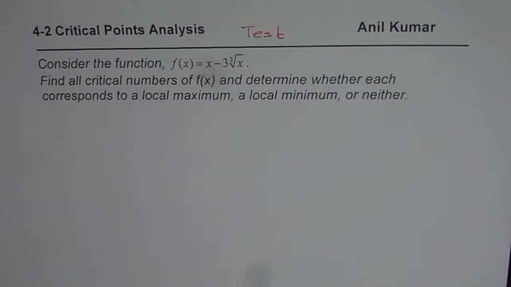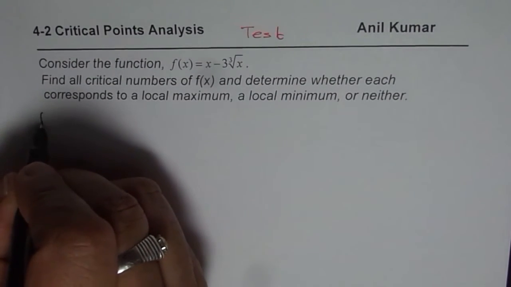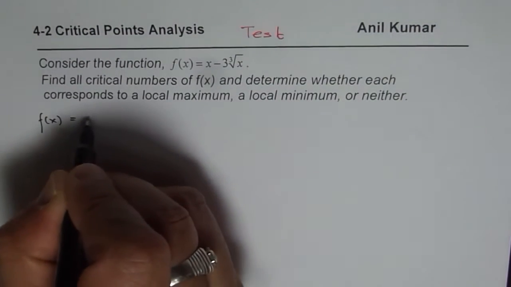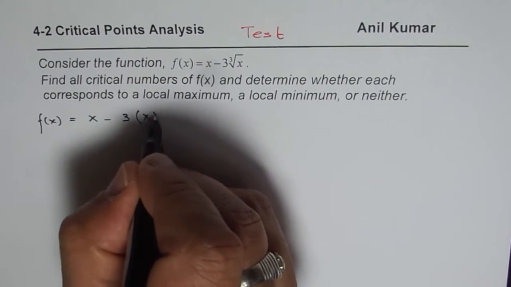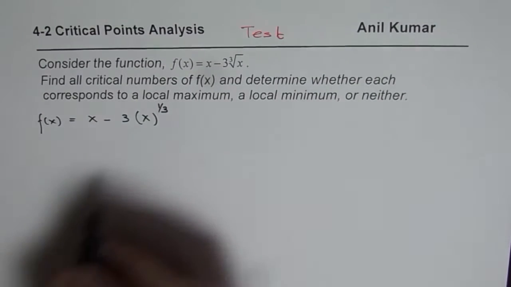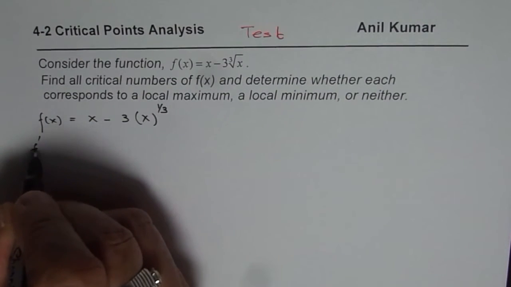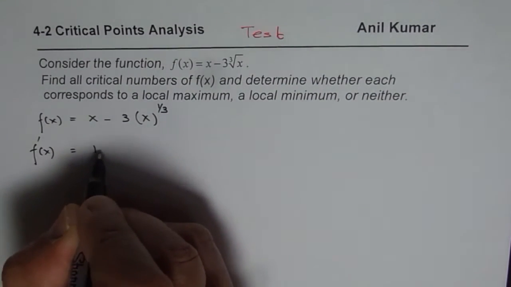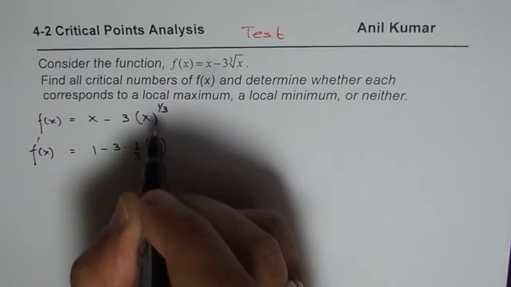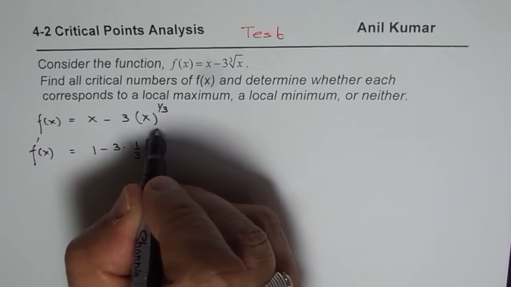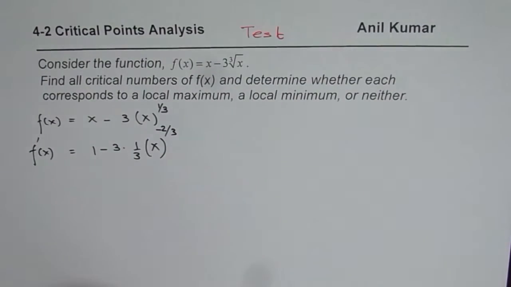Here is my suggestion. Let's begin by finding the derivative, right? So we know the function f of x is equal to x minus 3 cube root of x. I could write that as x to the power of 1 over 3, right? We can use the power rule now. So let's find the derivative. The derivative will be 1 minus 3 times 1 over 3 x to the power of 1 over 3 minus 1, which is minus 2 over 3, right?